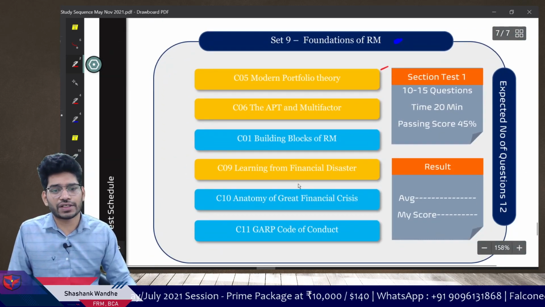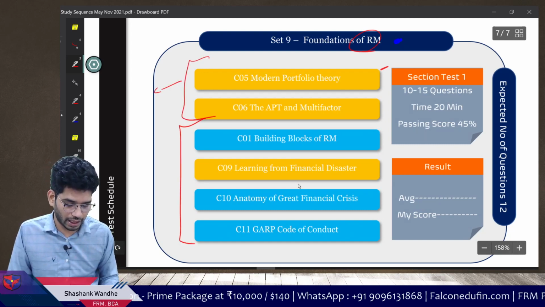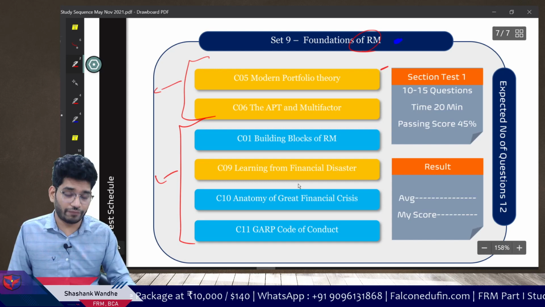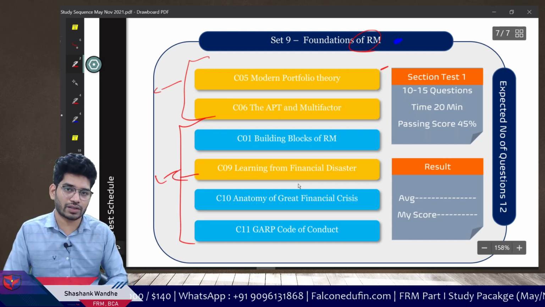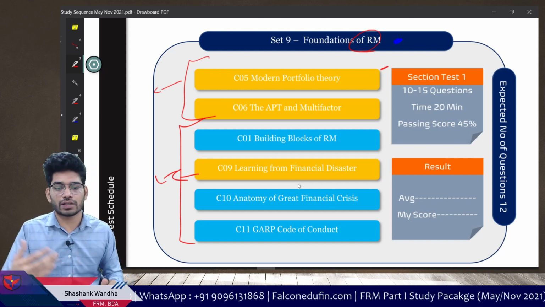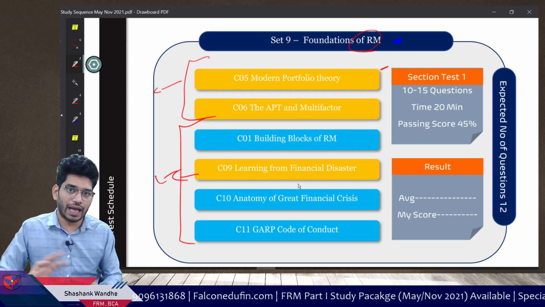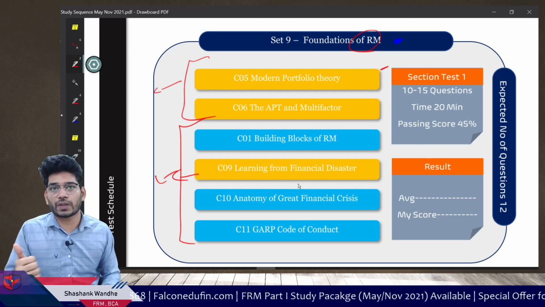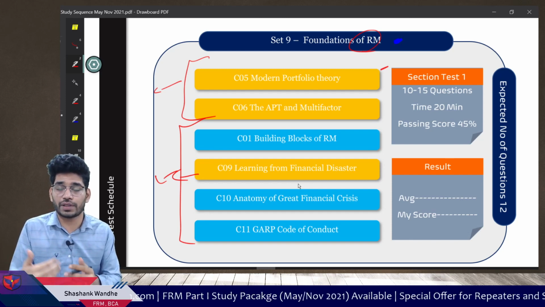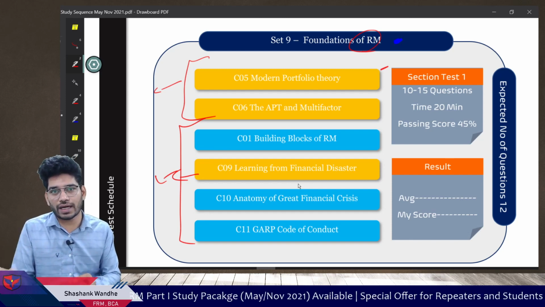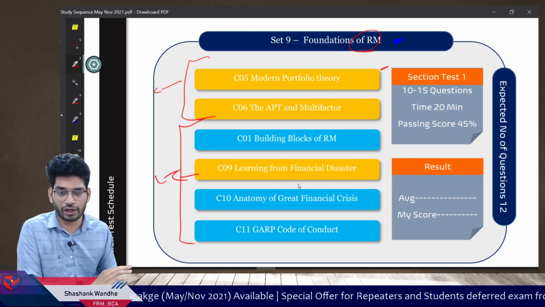Then we have set 9, which is the foundations of risk management. Two of these topics are practical, the remaining topics are theory, but every topic requires the understanding of the previous topic. For example, learning from financial disasters requires the understanding of the whole syllabus, because here we are going to study what the financial disasters were, the number of financial disasters that happened in history, what the problems were, what products were used in those disasters, and what strategies were followed. To understand all the strategies, the products and everything, you need to first finish your syllabus because every detail is covered in your remaining syllabus.